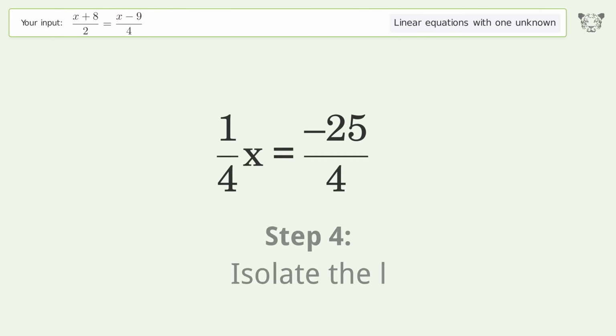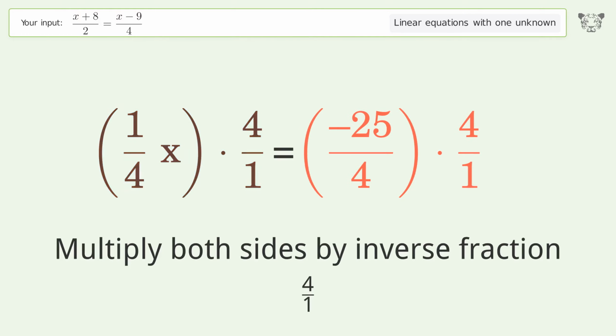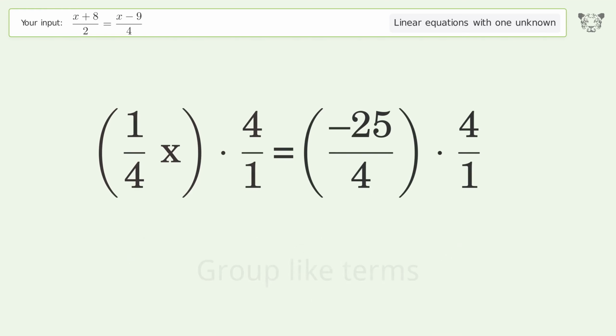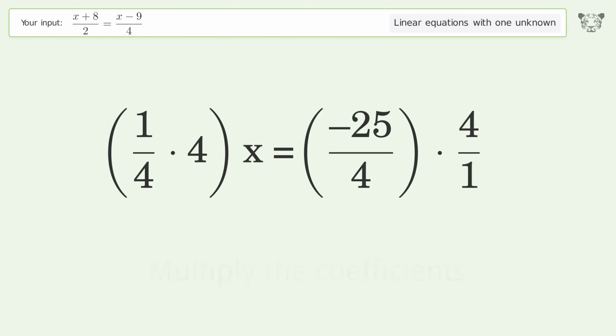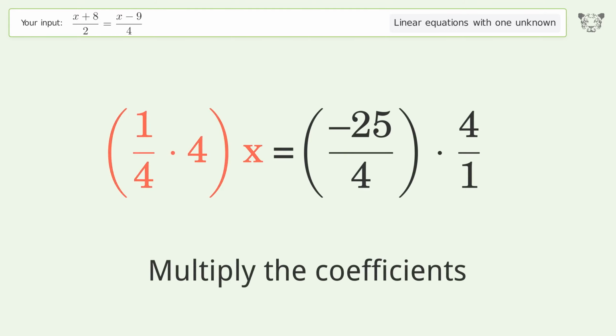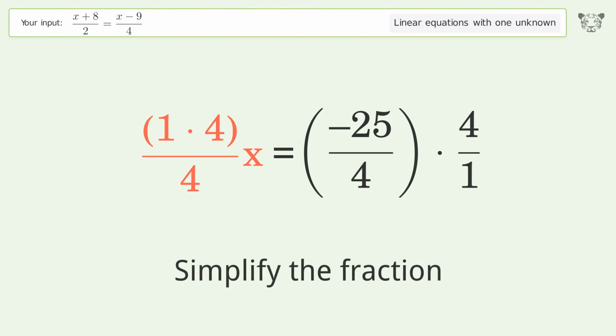Isolate the L. Multiply both sides by the inverse fraction 4/1. Group like terms. Multiply the coefficients. Simplify the fraction.